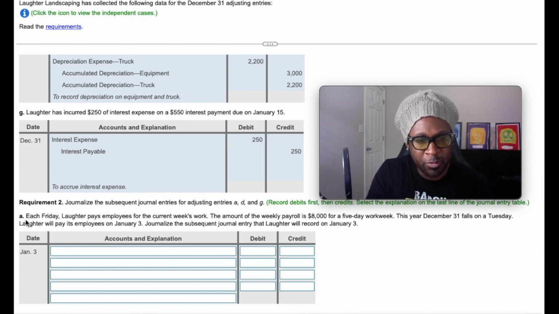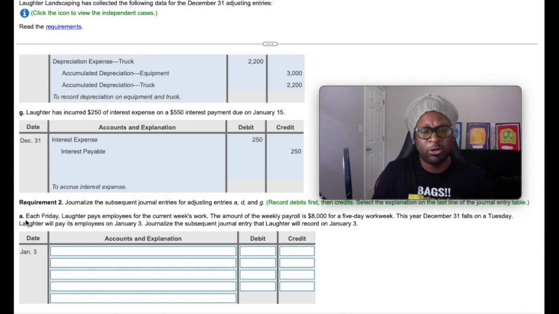So if we remember from letter A, we had some accrued salaries expenses that was recorded for 2 days of work weeks, right? So now they want us to record the actual payment of that work week that follows the next year, January 3rd. So how are we going to do that?